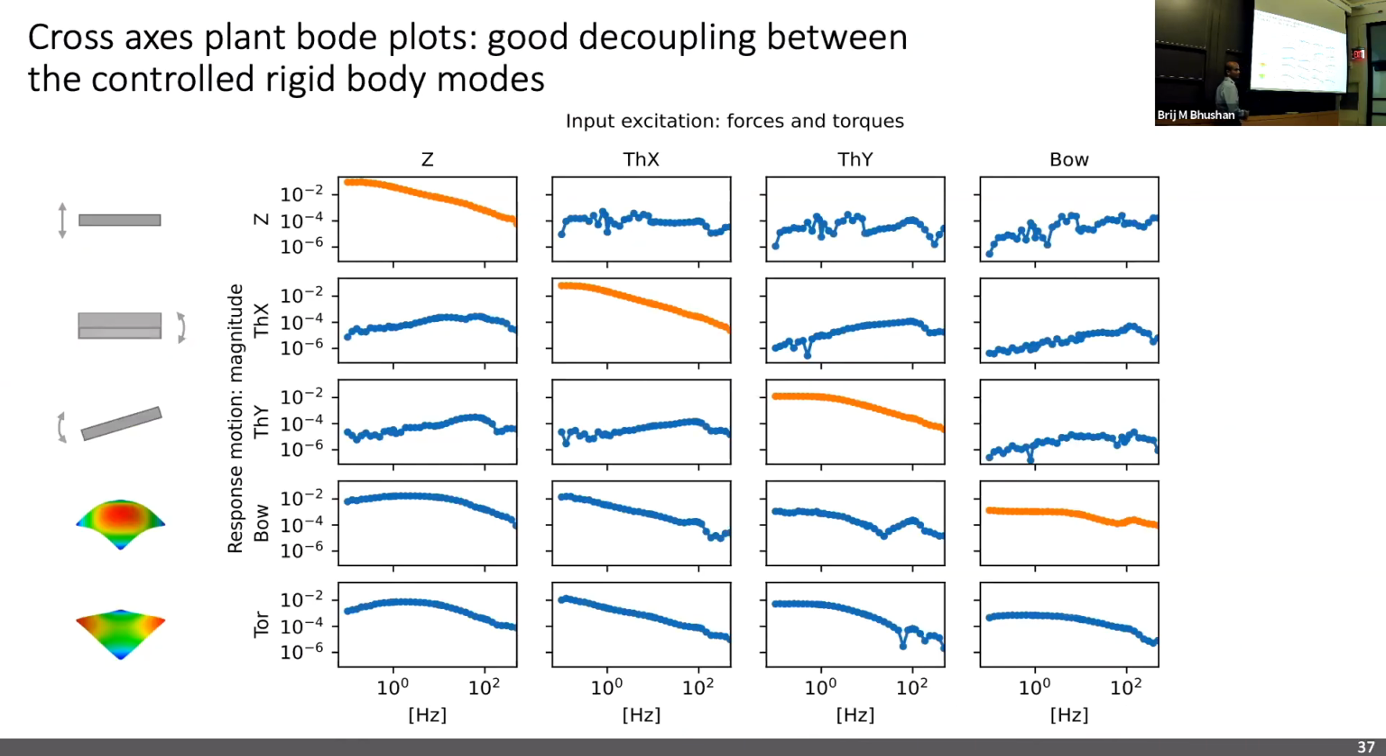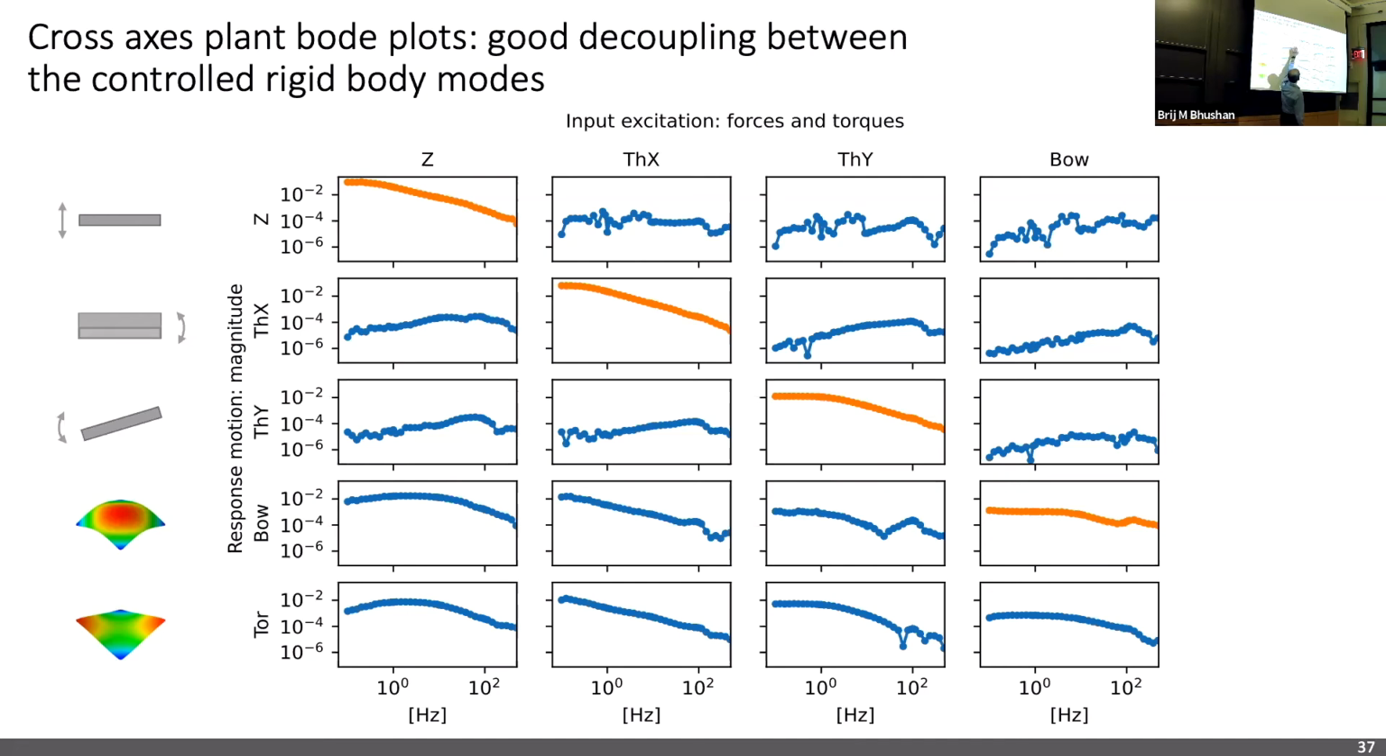Okay, so then we measure the plant bode plots. So this is the system in levitation at an air gap of 150 microns. The way we measure this matrix of bode plots is we give an excitation, let's say we excite in the column. So we give an excitation in the Z direction, and then I measure the response in each of the other directions. So I measure in Z, theta X, theta Y, bow, as well as the torsional direction.